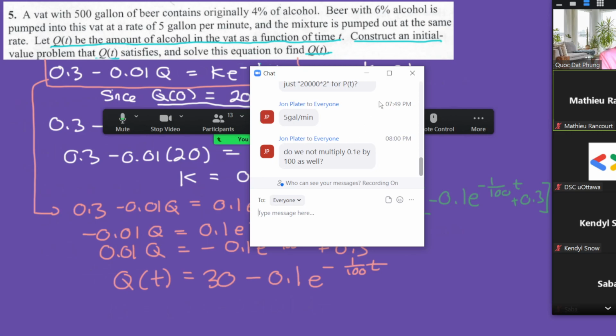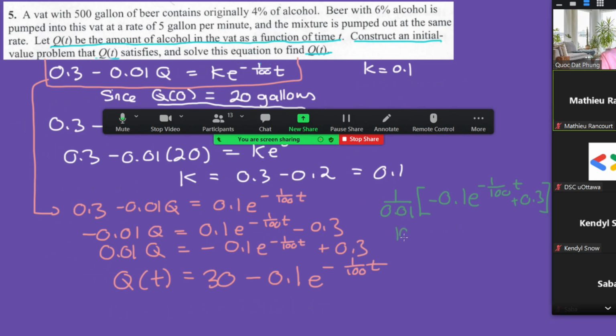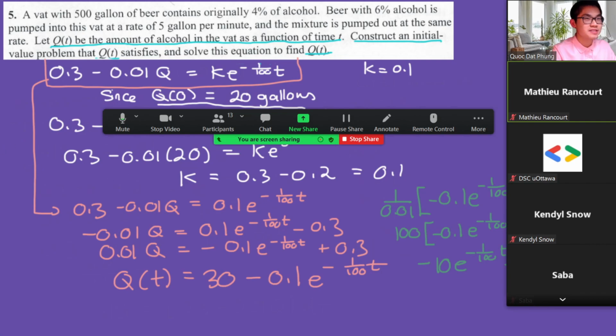Let's see in the chat, do we not multiply 0.1 e? Yeah, that's what I'm doing here. So this is 100, right? That's 100, and we get this. And then this times this is just minus 10. I'm pretty sure it's minus 10. And this would give you 30. So this turns out to be a 10. So there's a typo in the solution, but this will be a 10. Okay, so that's it for question number 5.